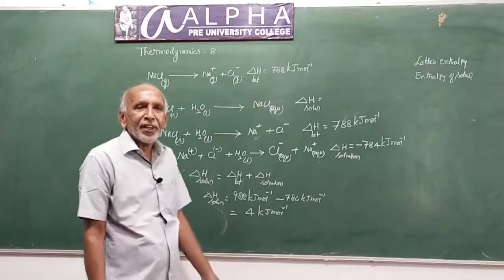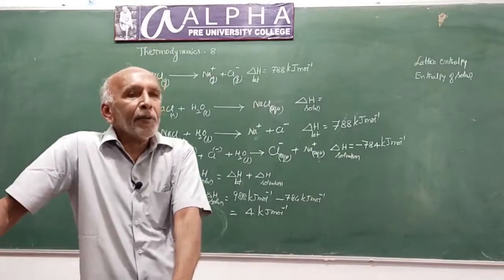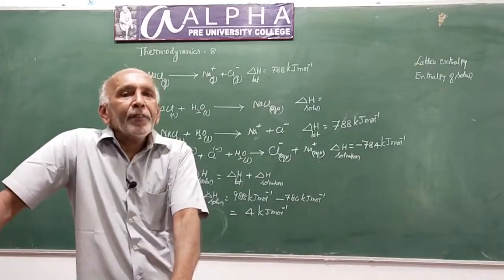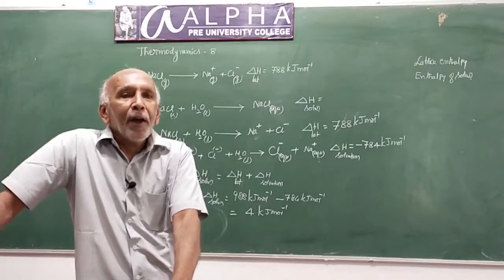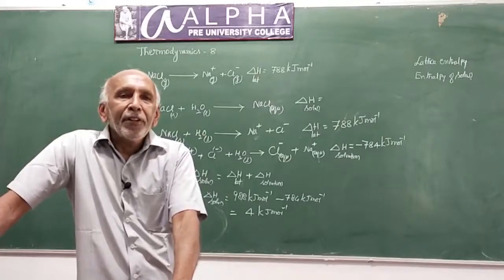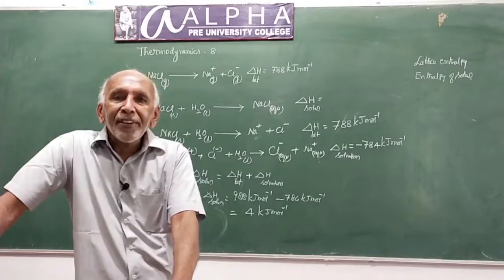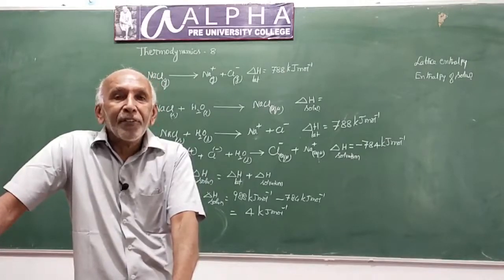The solvation, the dissolution of sodium chloride in water is followed by absorption of heat. That's why when you dissolve sodium chloride in water, temperature falls, temperature of surrounding falls.